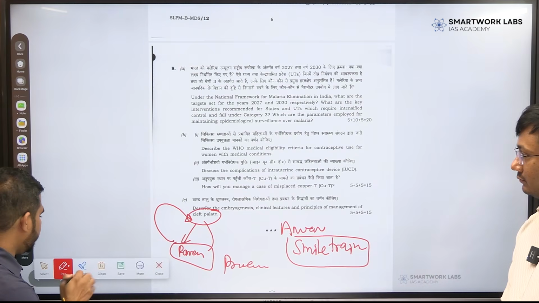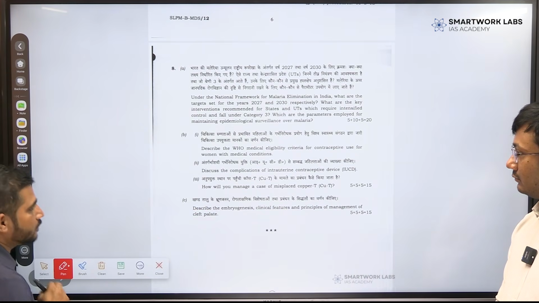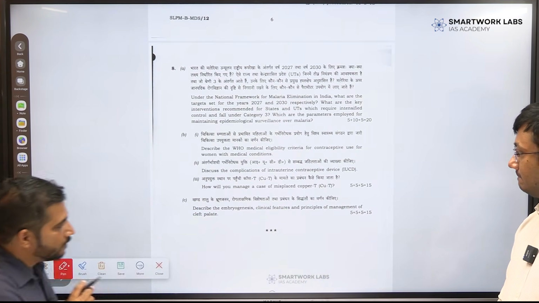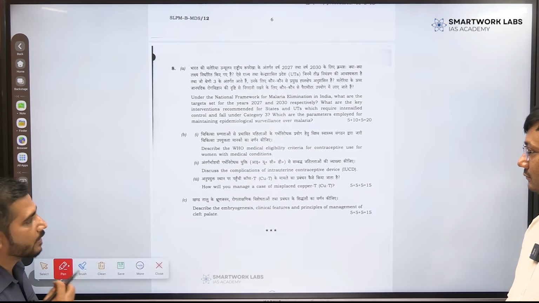And second thing which is the beauty of this question, why I love this question, because this question explains कि यूपीएससी आपसे क्या चाहता है.